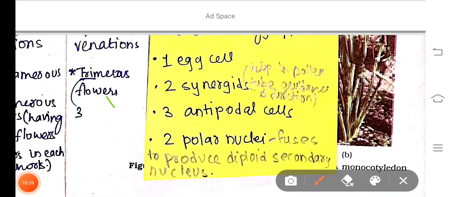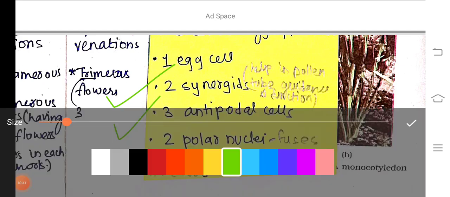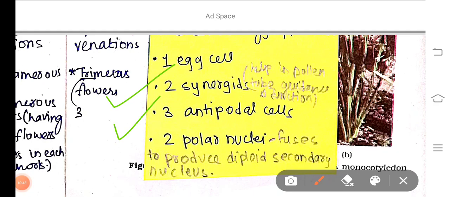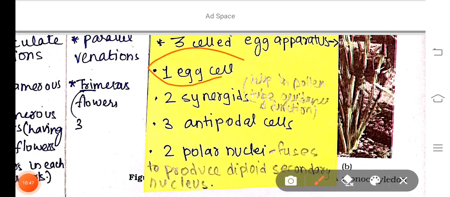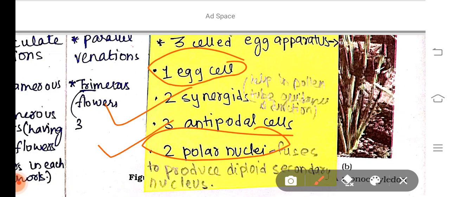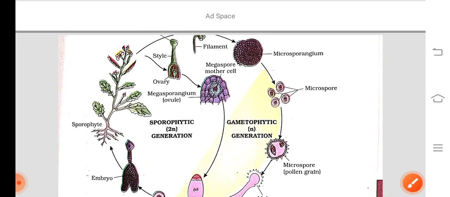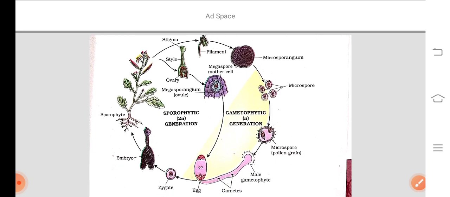See, the four things we studied in the case of your egg apparatus: the egg cell fuses with a male gamete and forms the zygote. This also fuses with a male gamete and forms your PEN, that is triploid primary endosperm nucleus. And these two degenerate, that is, die. So let's see the life cycle of angiosperm.